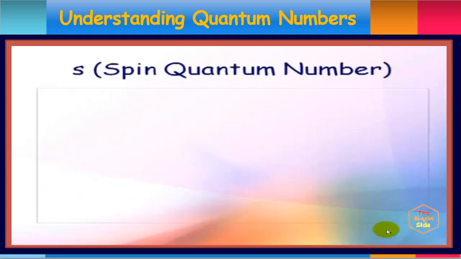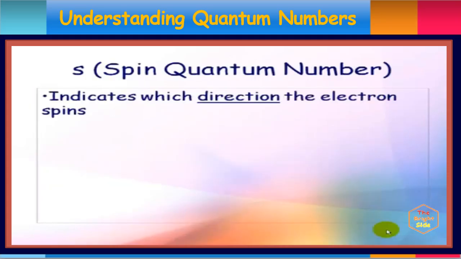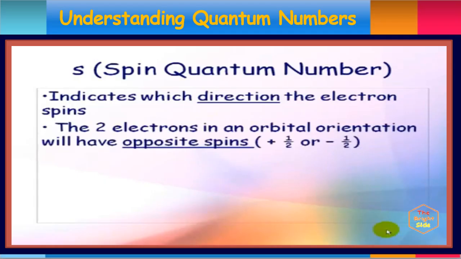The spin quantum number, or S, indicates which direction the electron spins. The 2 electrons that can be in any orbital orientation must have opposite spins. So it's going to either be plus half or minus half. The reason that the electrons will have opposite spins is to reduce the repulsion between the 2 negatively charged particles in that orbital. If we didn't have opposite spins, then the electrons could not coexist in the same orientation.